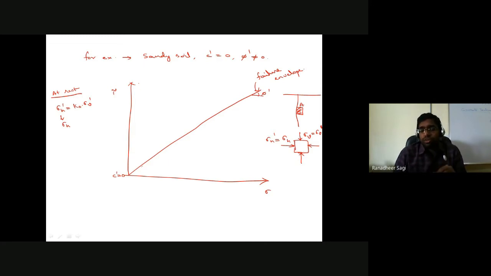Once I know the state of stress acting on that particular soil element in rest condition, can I go on to construct the Mohr circle? Yes, you can go on to construct the Mohr circle. Let's say the Mohr circle corresponding to the state of stress for at rest condition is something like this.